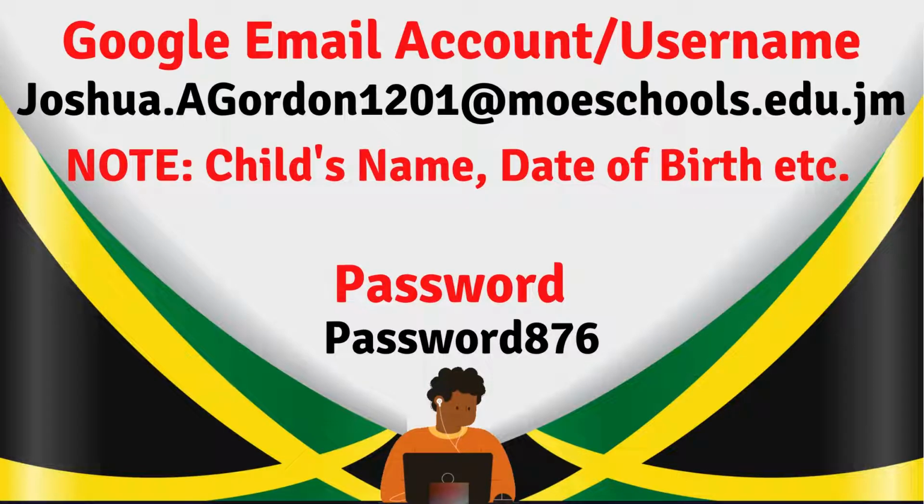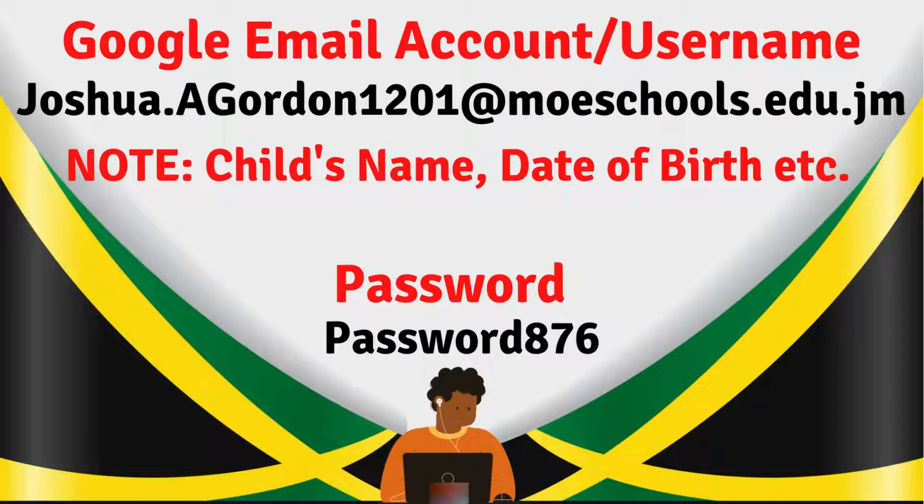So it will have the child's name, first name, full stop, middle initial, last name, the child's birthday at moeschools.edu.jm. So it is very important that you know that. And then the password is usually a simple password, Password 123 or some such thing.